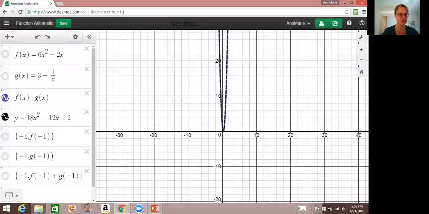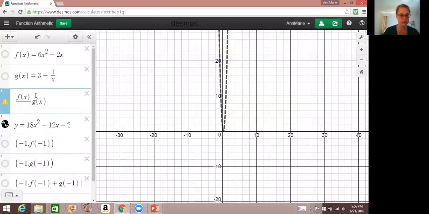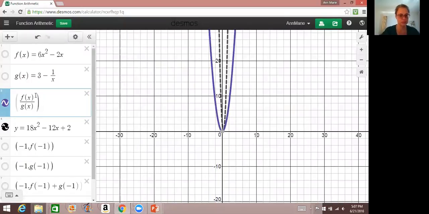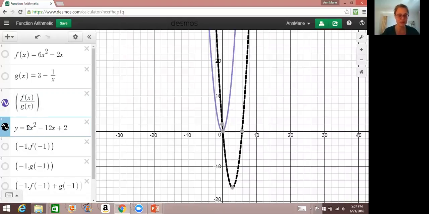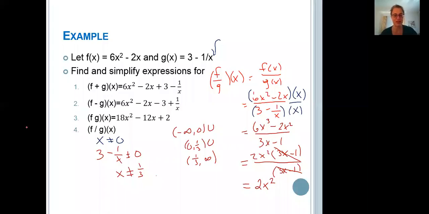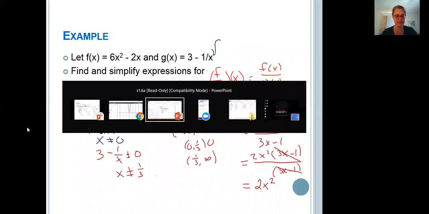Actually, let's use Desmos first to check me. So we'll put a divide by in here. Well, it's a parabola. That's a good sign. Let's see if it's the same parabola I think it is. I think it's 2x squared. Got all this other stuff. And hey, looky, there it is. Okay. So let's go ahead and put that on my slide.